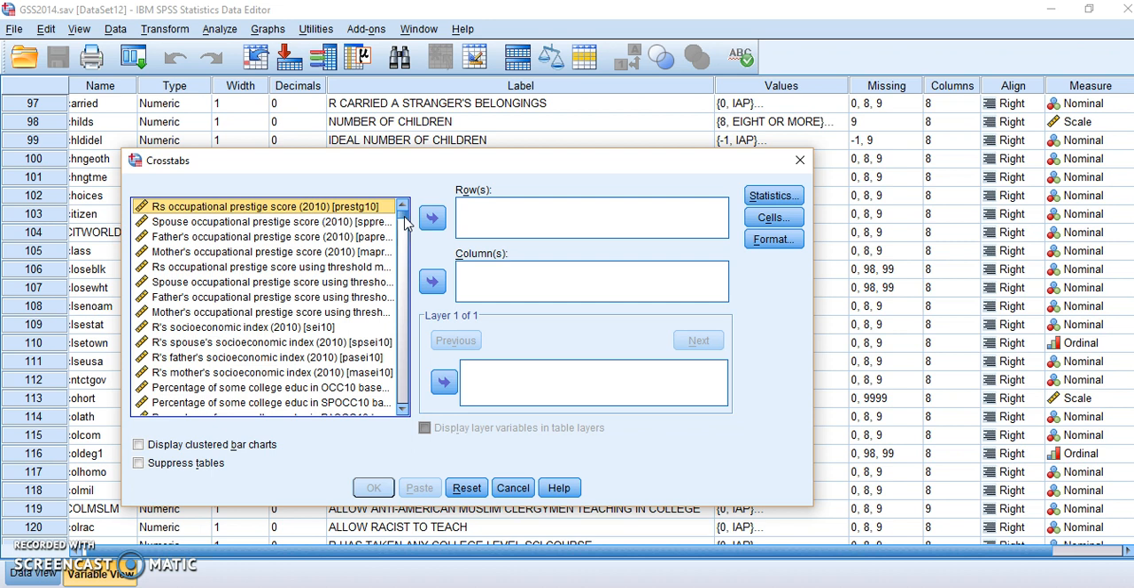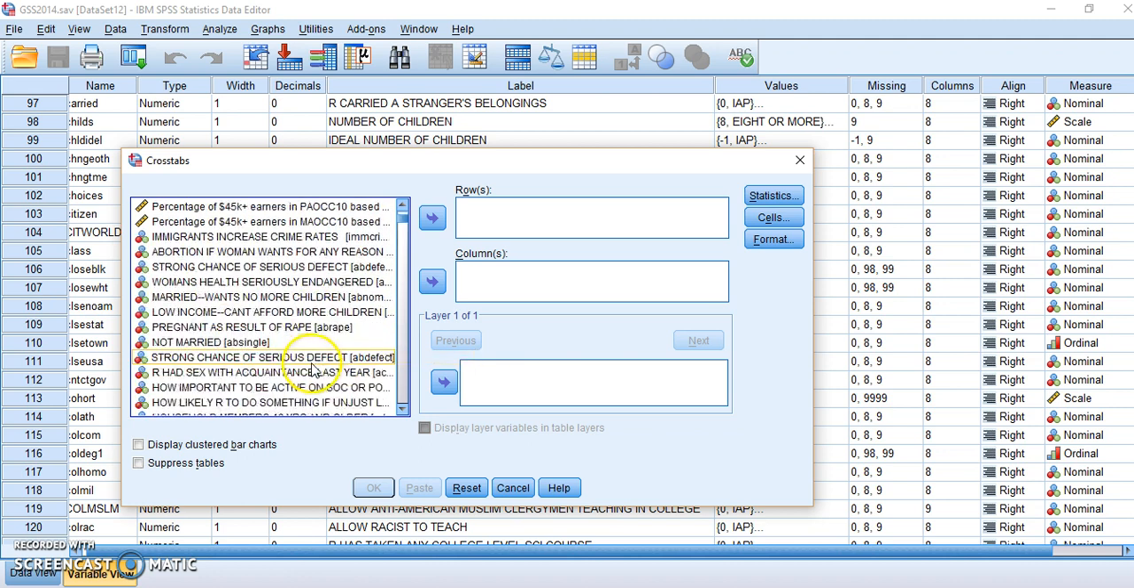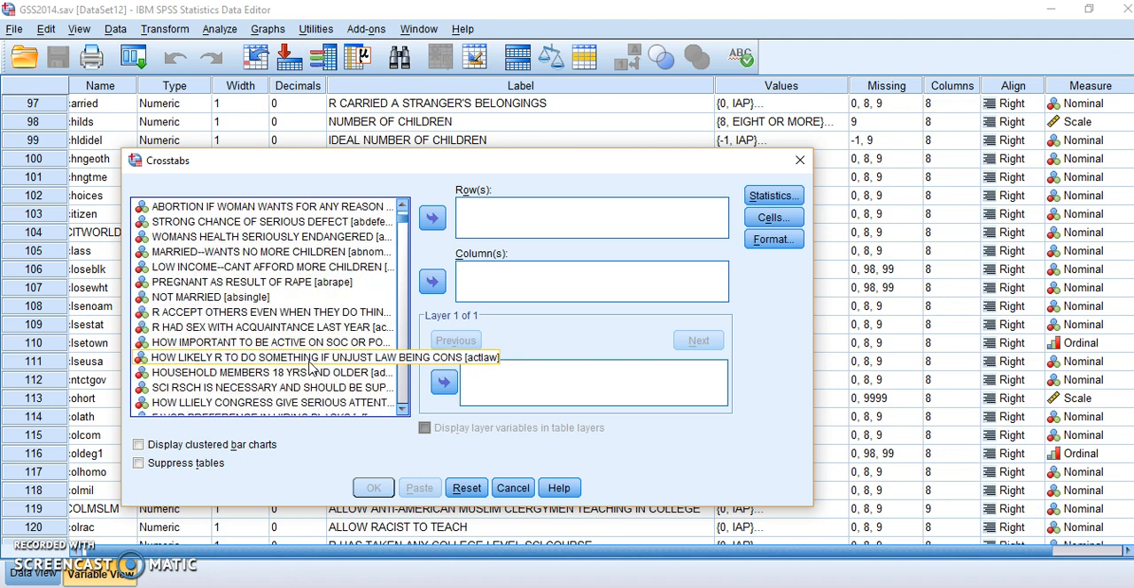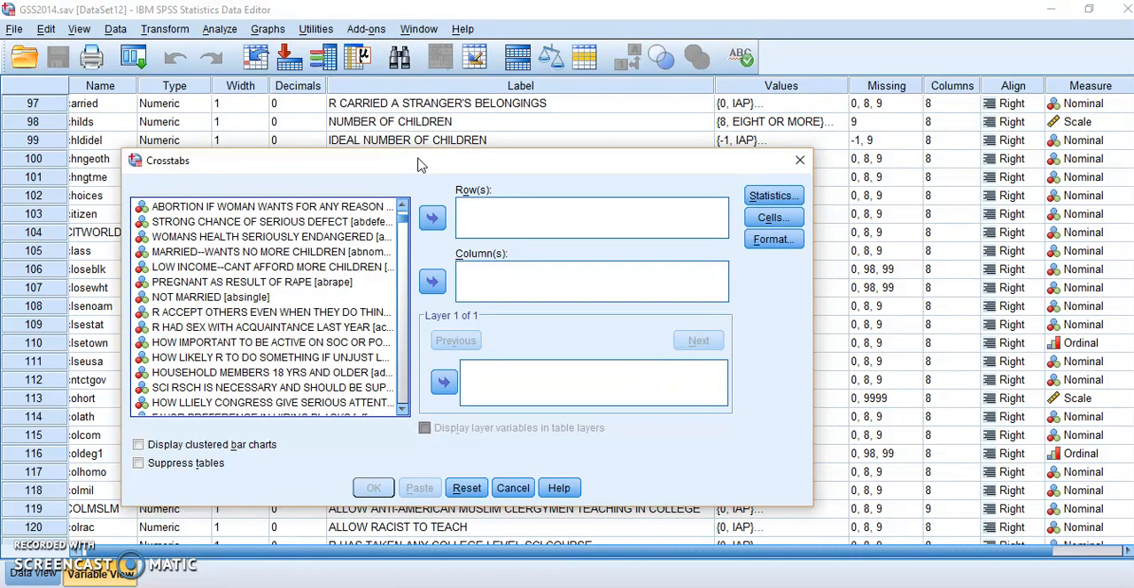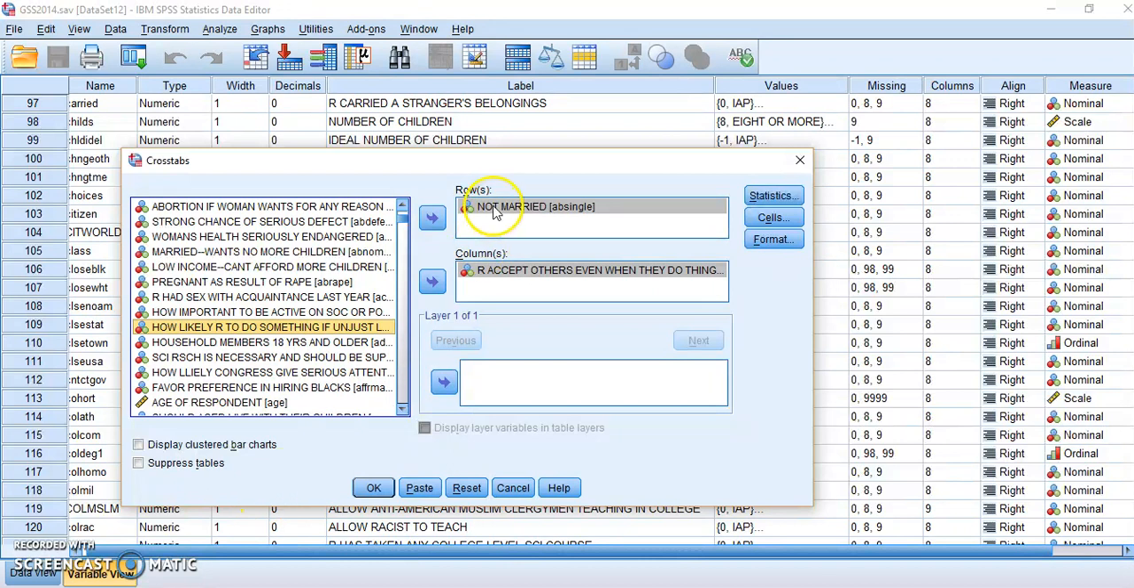So we're just going to look at any combination of nominal level or ordinal level variable, and then run a quick analysis. So again, I just went to Analyze, Descriptive Statistics, and then I went down to the cross tabulation tab. Okay, so I selected my two variables.